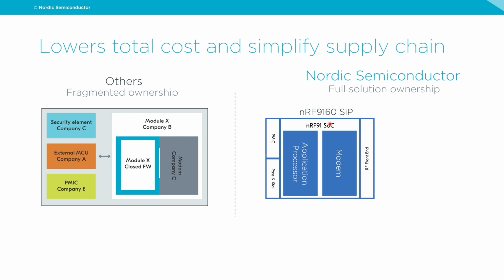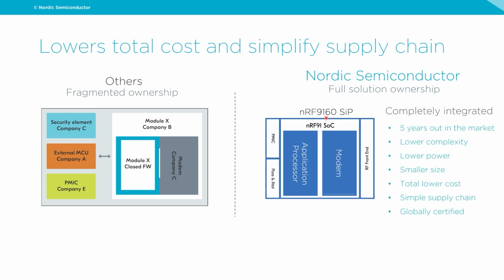Whereas on Nordic's side, because we have full solution ownership, Nordic is the only contact point and everything will be done in-house. So the nRF9160 SiP, which was the first device we put out into the market, has been out for 5 years now. It lowers the complexity of your design, gives you lower power consumption, smaller size, so you can do more compact products, and we'll see a few examples in just a minute. And then, of course, lower cost, simplified supply chain, and it's a globally certified product. So one product that you can use on your devices that you will be able to ship globally.